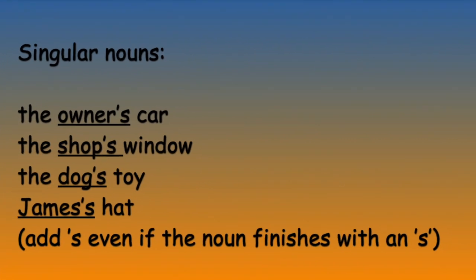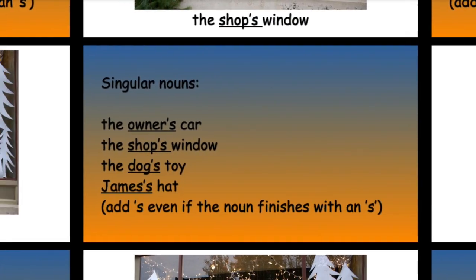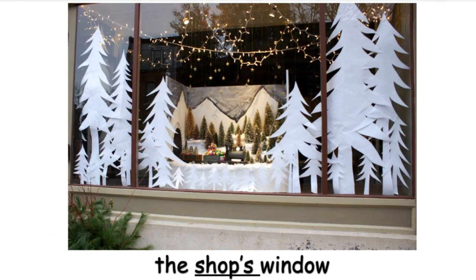Singular nouns. The owner's car, the shop's window, the dog's toy, James's hat. Add apostrophe s even if the noun finishes with an s. The shop's window.